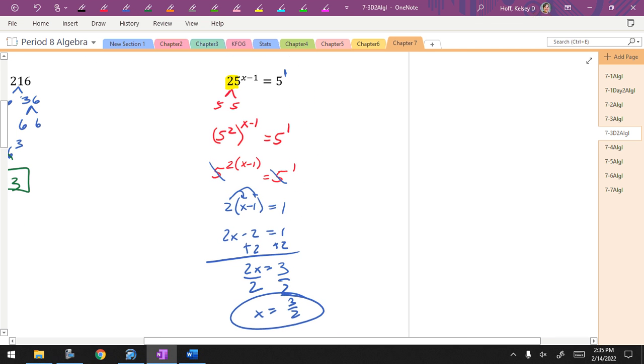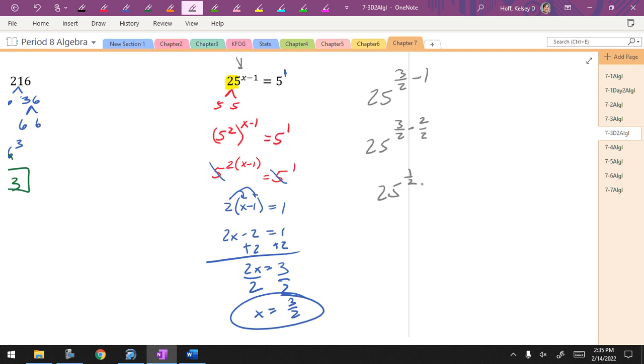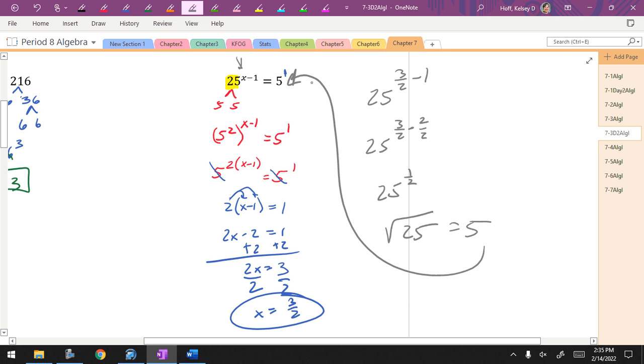Now, technically, again, you can check this if we plug it in here. 25 to the 3/2 minus 1. If I'm going to subtract 1 from 3/2, I have to have a common denominator, which would be 2. So really, it'd be 25 to the 3/2 minus 2/2. And 3/2 minus 2/2 is 1/2. Remind me what you learned last week. A 1/2 power is what? The square root, right? It really means the square root of 25. What's the square root of 25? 5, which is where you wound up here.